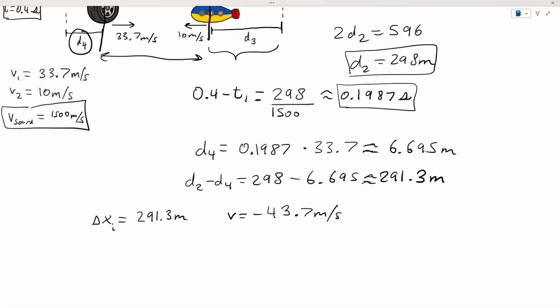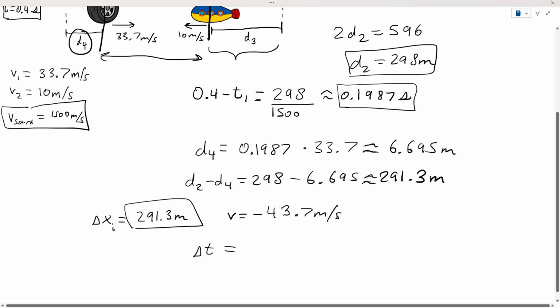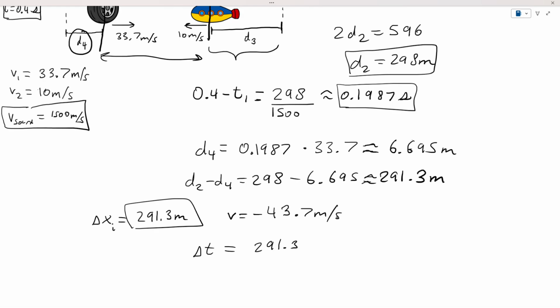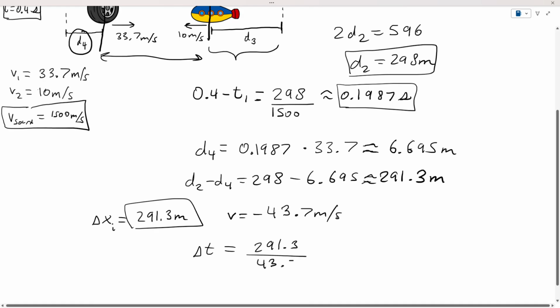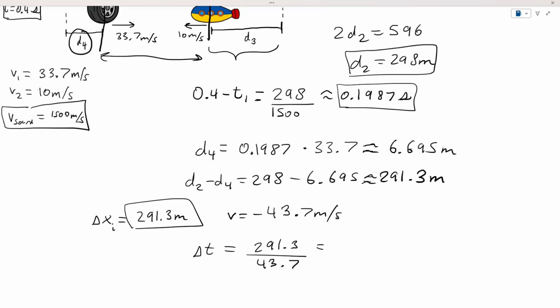So we can just use the absolute value to calculate the time it will take to travel this distance here with 43.7 meters per second. So delta t is going to be distance over the speed, and that's going to give us our final answer, which is going to be 6.67 seconds.